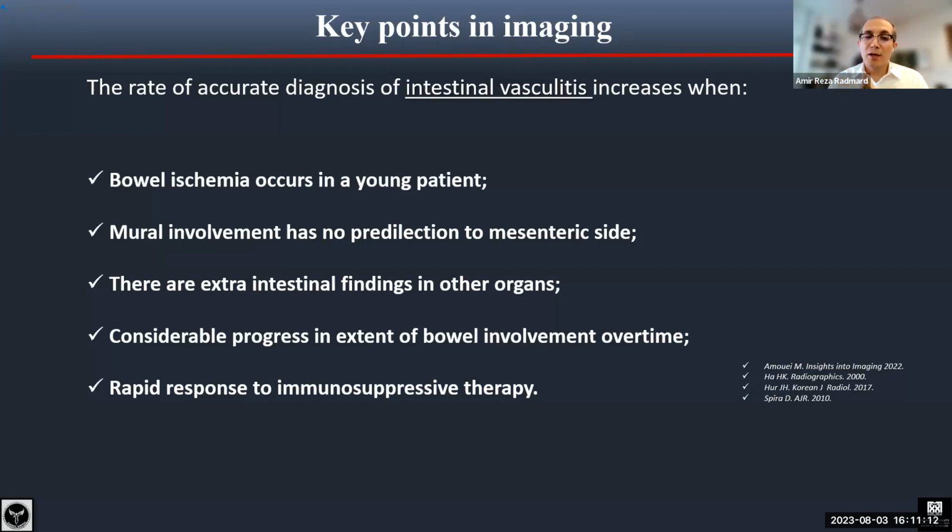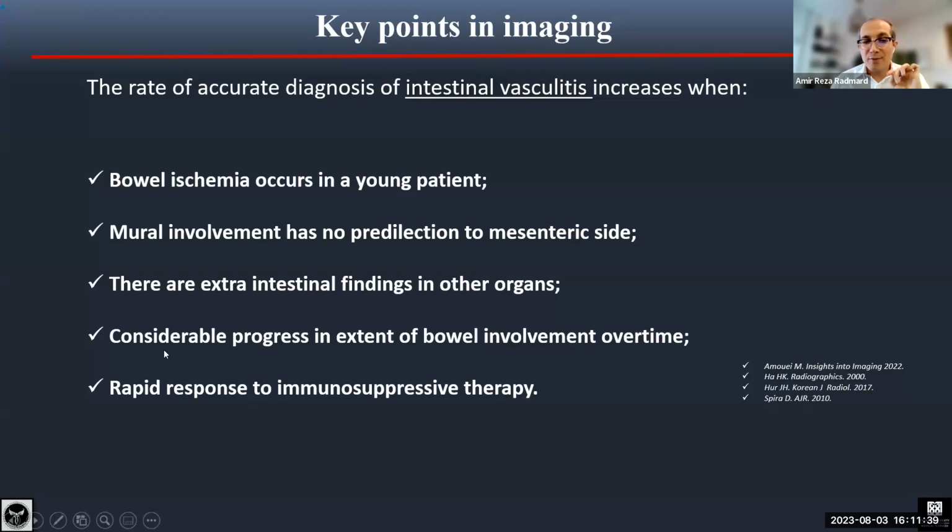As you know, Crohn's disease has a predilection to involvement of the mesenteric side of the bowel loop. And also, a very useful clue for us is other extraintestinal findings, like the case that I showed you. Sometimes they are the only features that help us as radiologists to put the diagnosis of intestinal vasculitis at higher levels.